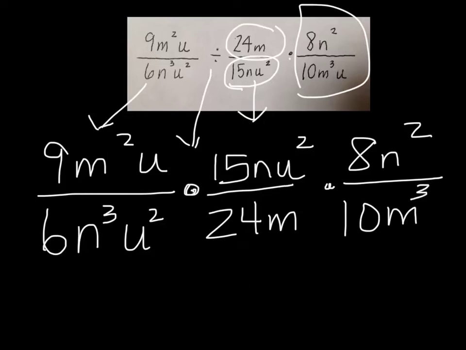So the first step in the solving or simplifying process, to be exact, is to change that sign from division to multiplication as long as you flip that second fraction over. Next slide is going to start from this stage.